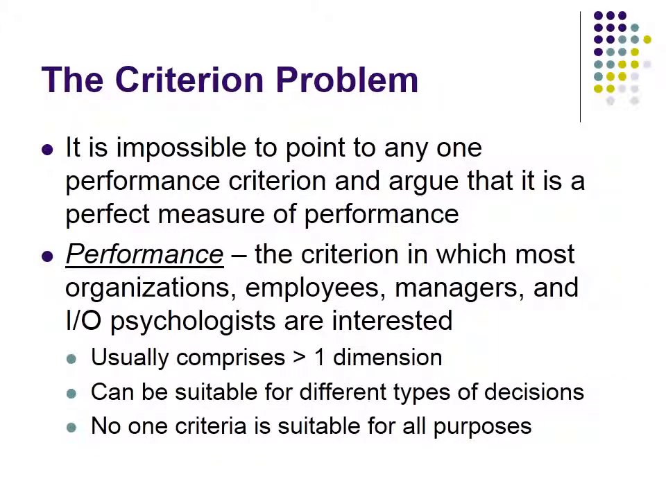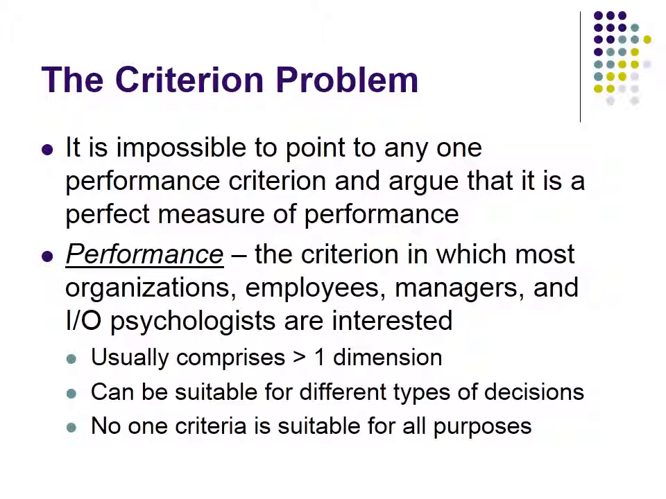So the criterion problem here is kind of a theoretical model, and the theoretical model is that it's impossible to point to any one performance criterion and argue that it's a perfect measure of performance. So when we talk about criteria, the criterion is an attempt to measure all of performance. Individual criteria are the individual measures of performance. So from the last lectures when we were talking about dimensions of performance, if you found 5 dimensions of performance in a performance appraisal system, each of those dimensions would be considered a criteria, a single measure of a portion of performance. When we talk about the criterion, we're talking about all of those combined.